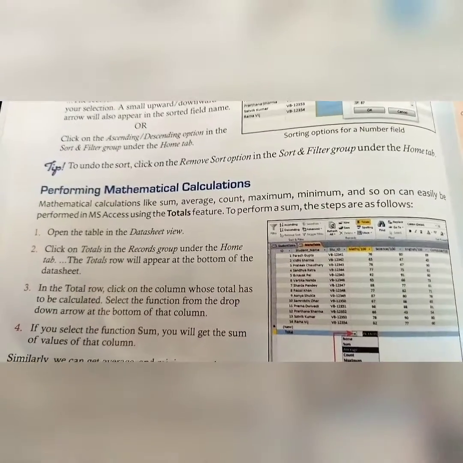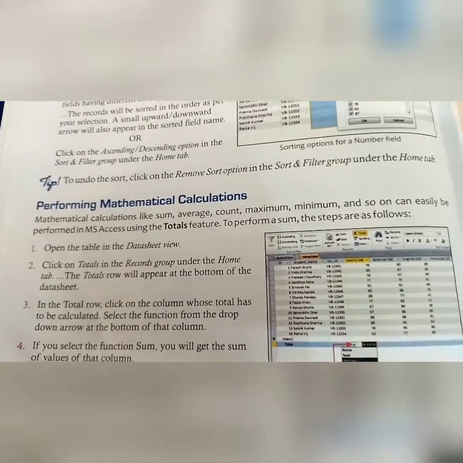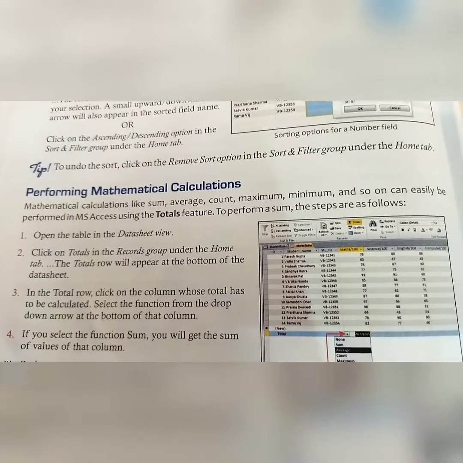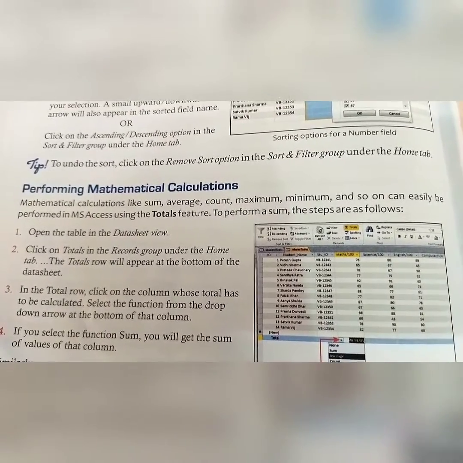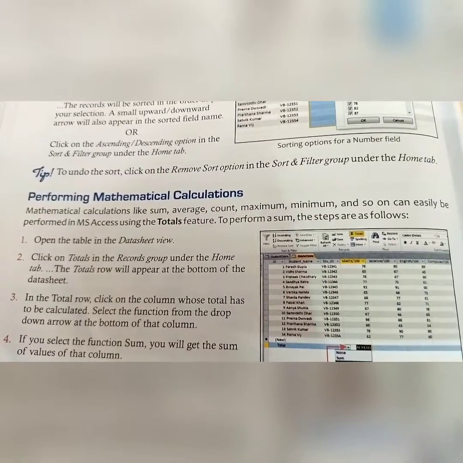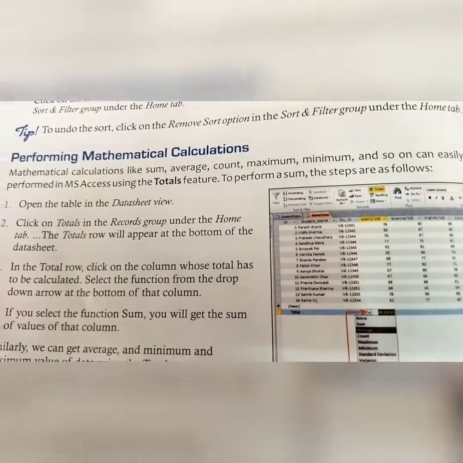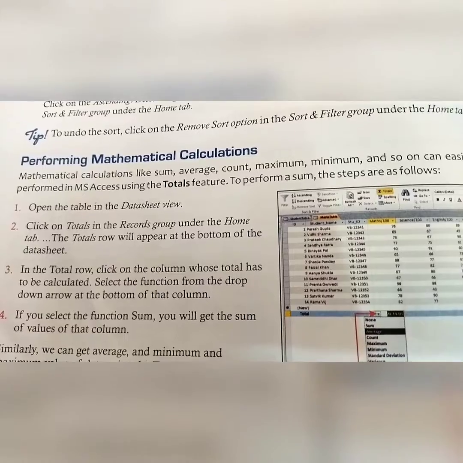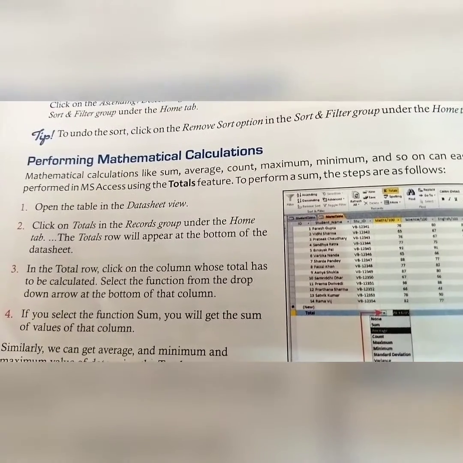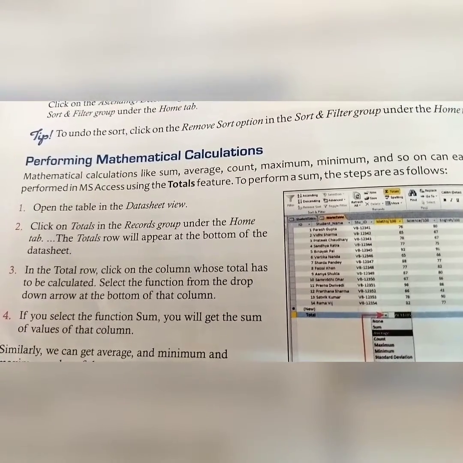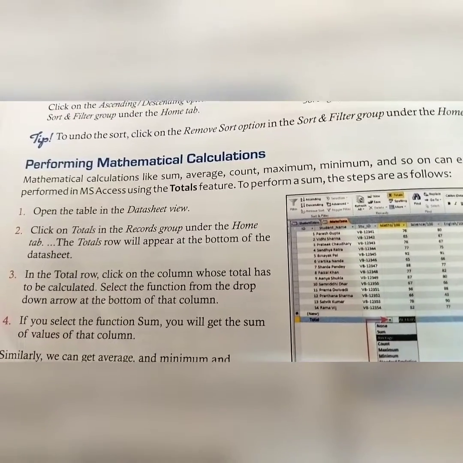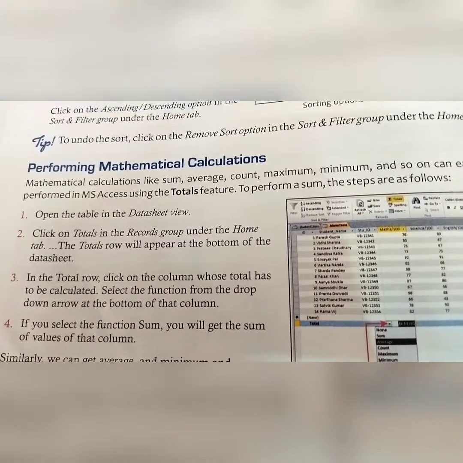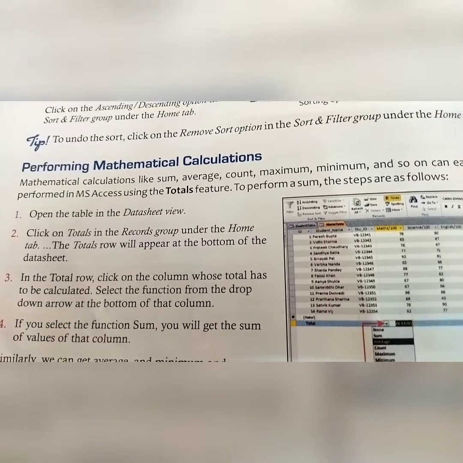Performing mathematical calculation. Our last topic, performing mathematical calculation. Mathematical calculations like sum, average, count, maximum, minimum and so on, we can perform in this table like this. Follow these steps: open the table in datasheet view, then click on Totals in the Records group under the Home tab. Then a total row will appear at the bottom of the datasheet. Now click on the column and calculate easily.